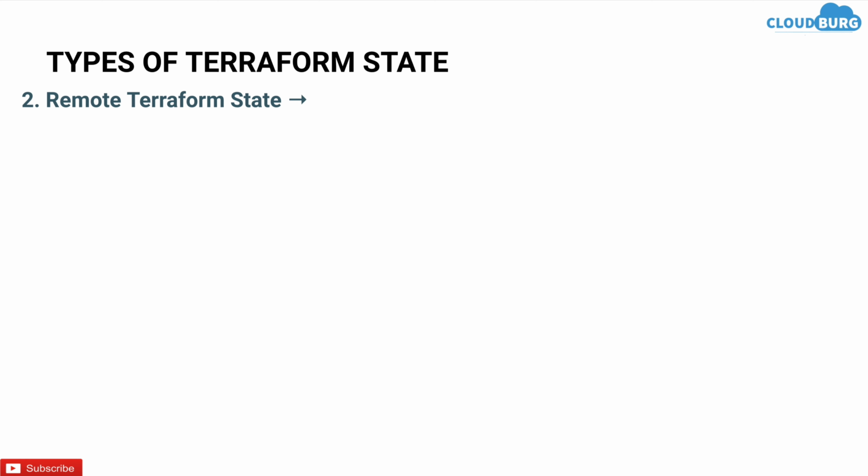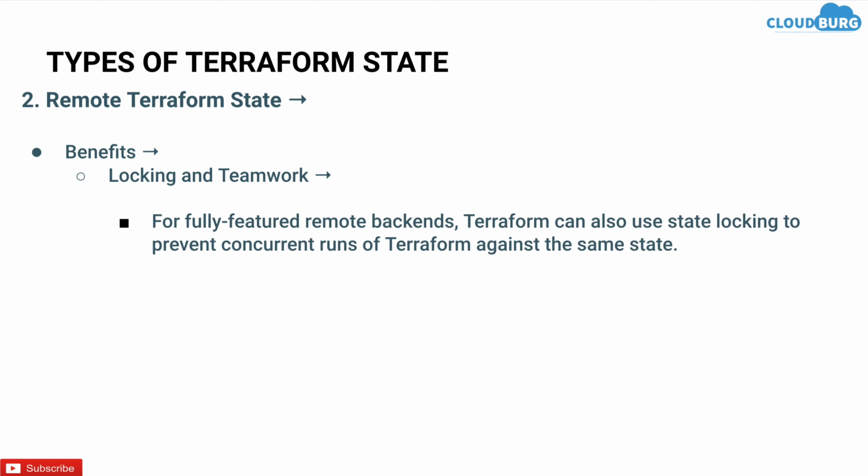The next point is locking and teamwork. For fully featured remote backends, Terraform can also use state locking to prevent concurrent runs of Terraform against the same state. Suppose I am making some changes to the Terraform configuration and at the same time another user tries to make some changes. Then Terraform will say, hey, stop it, the state is locked. That user will see that the state is currently locked by me. So using remote state, there will be no chances of conflicts.